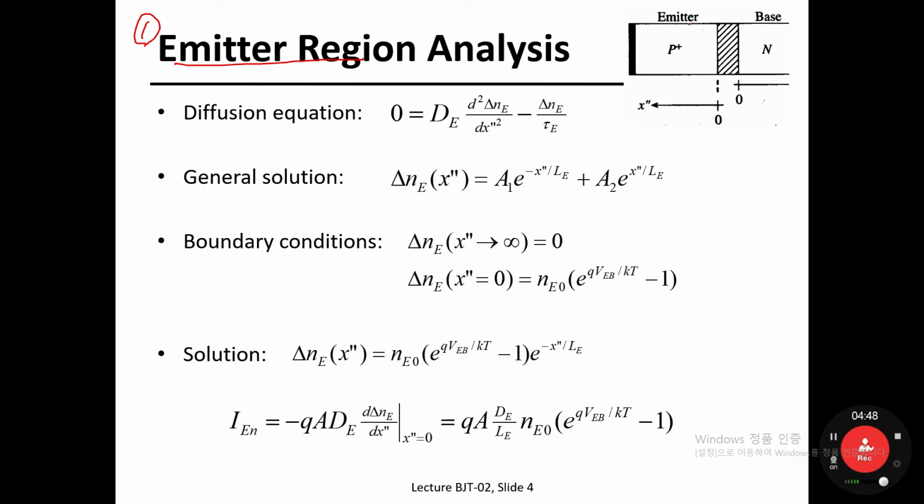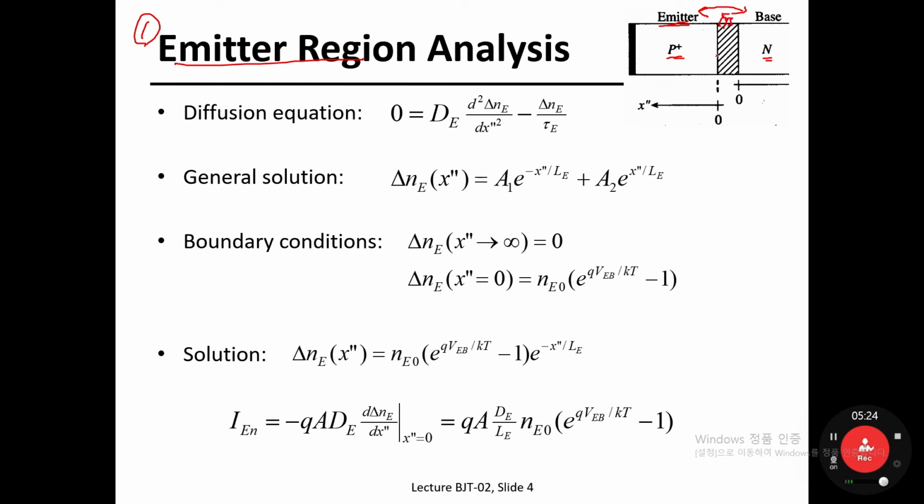So previously I mentioned that the PNP BJT can work in active mode. So the meaning of active mode indicates the emitter-base junction is under forward bias. However, the collector-base junction is under reverse bias. Since we are talking about the emitter, this emitter-base junction is under forward bias. So simply that is P plus and that is N. So this is the PN junction and it is now forward biased.